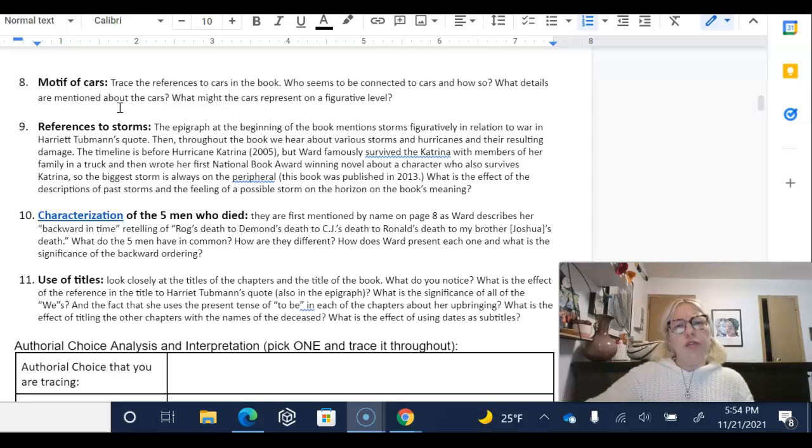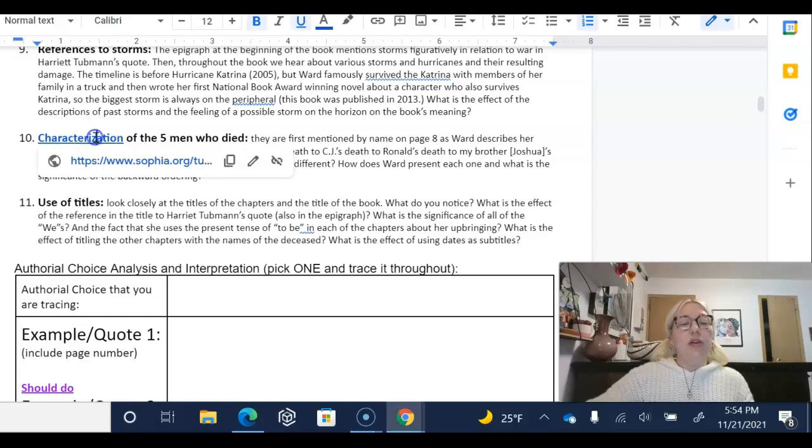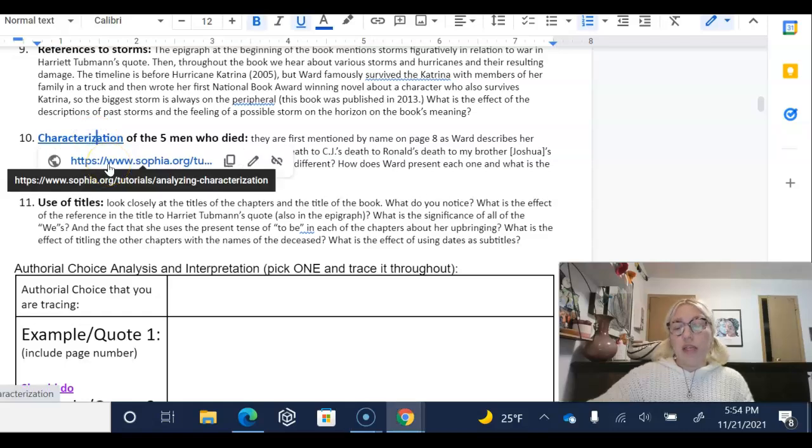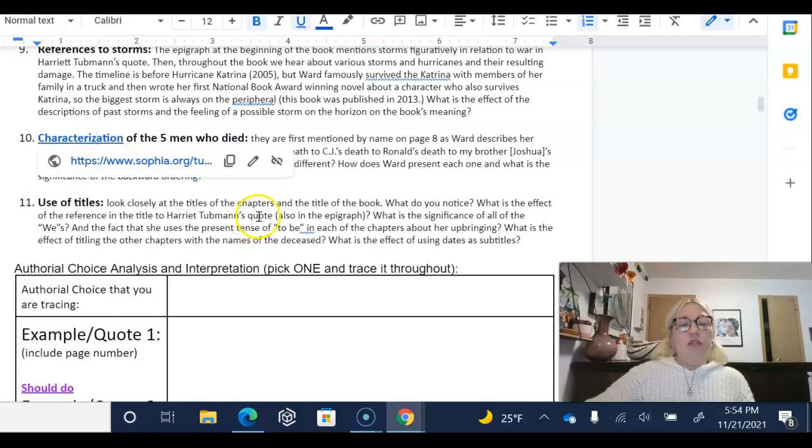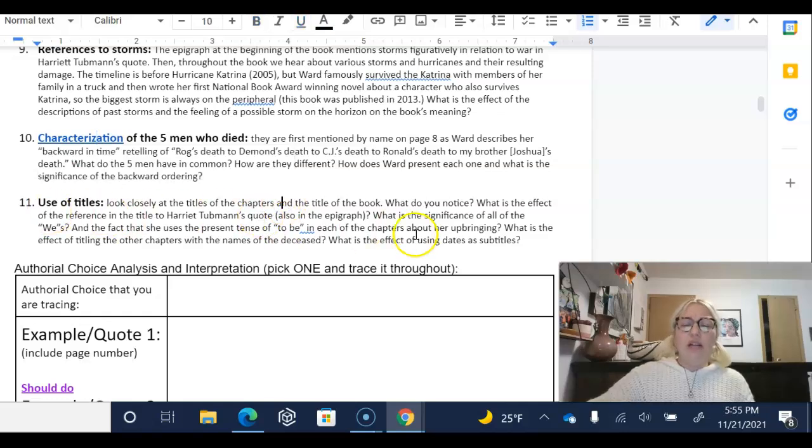Cars play an interesting role in the book. I think this might be an interesting motif to trace. I would love to see what you come up with for it. References to storms is another good authorial choice to trace. 10 is characterization of the 5 men who died. And I have a link here about characterization that you're going to want to make sure you make use of if you tackle number 10. 11 is the use of titles.